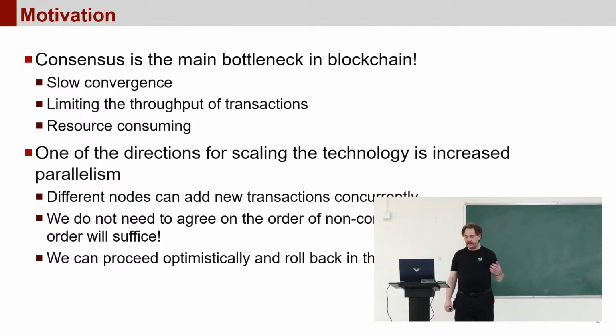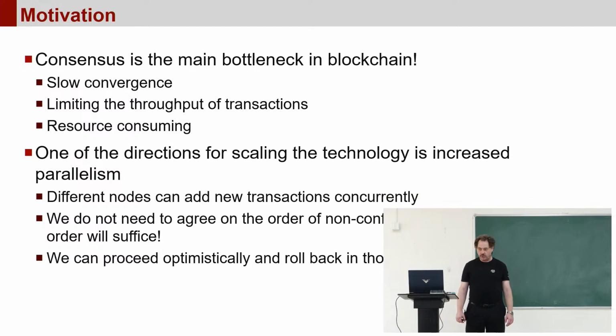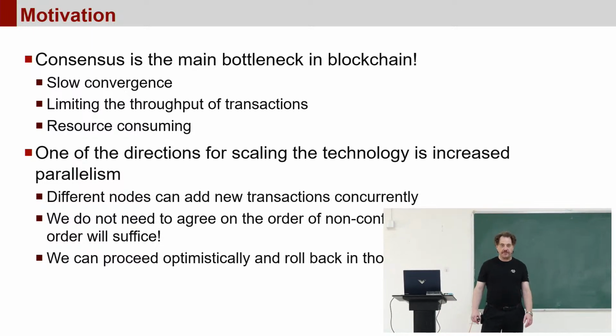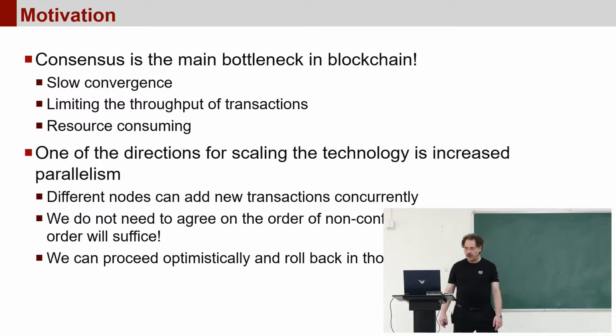Consensus, we already know that consensus is the main bottleneck in blockchain. It has slow convergence, it limits the throughput of transactions, and it can also be resource consuming. I'm talking about open blockchain, right, not Hyperledger. So we already had a lecture where we consider different ways to overcome the scalability barrier. And one of the directions for scaling the technology is to increase parallelism.